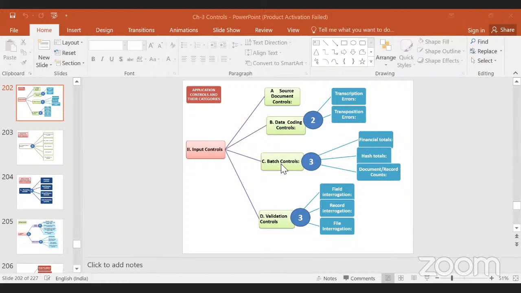Then C, batch control. When we discuss batch control, we have to imagine the concept of online processing and batch processing. What is online processing? Immediately after entering the transactions, they are recorded. For example, you are withdrawing money from an ATM. Immediately your account is debited in the ledger. Similarly, if you deposit or transfer, it will get recorded.